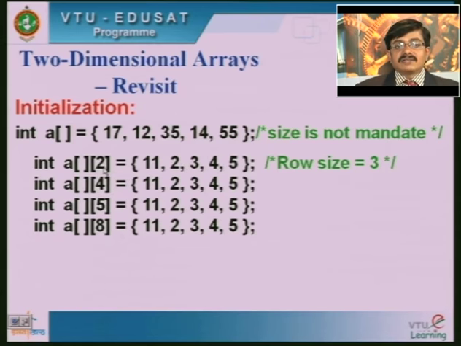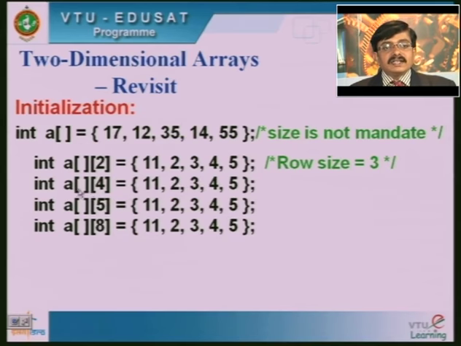Once we define the column size here, the row size is not necessary, because based on the number of elements provided, we can compute the row size. Since each row will have 2 elements, if we divide the number of elements by 2, based on that we define the row size, and this is how internally the row size will be computed by the compiler. Now, look at the second declaration here: int A of row subscript I am not mentioning, column subscript is 4, and I am mentioning the 5 elements again.